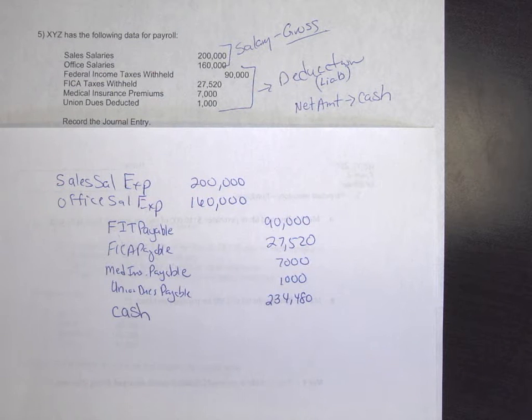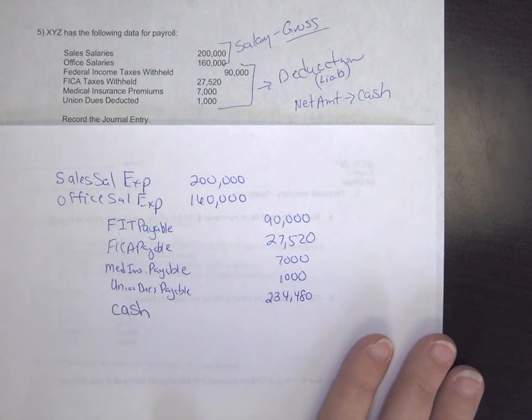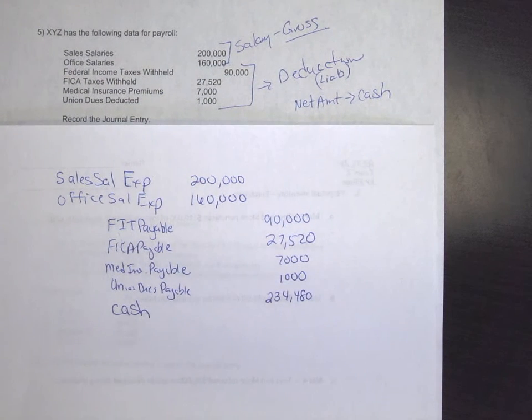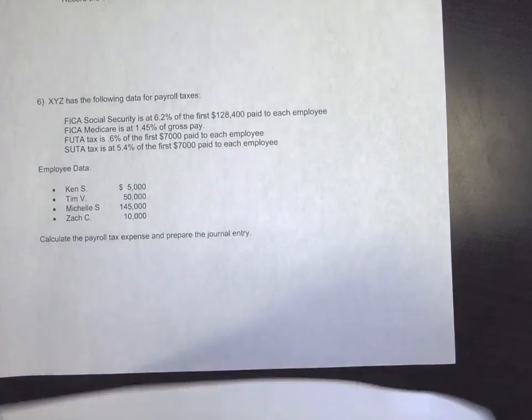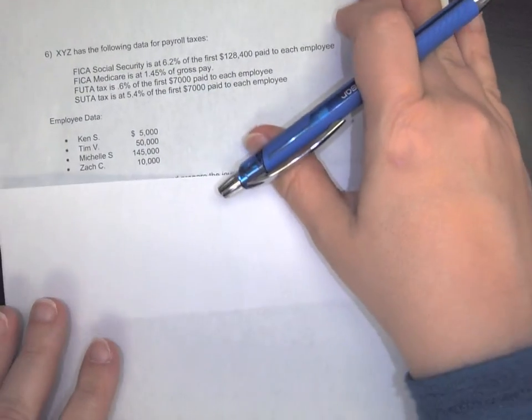Now, the next problem that we are going to be looking at is going to be based on payroll taxes. And so this is the employer's side, where we're looking at the employee and the employee's paycheck for number 5. Number 6 looks at what is going on with that employee's paycheck. So we're going to go up here and look at this information.